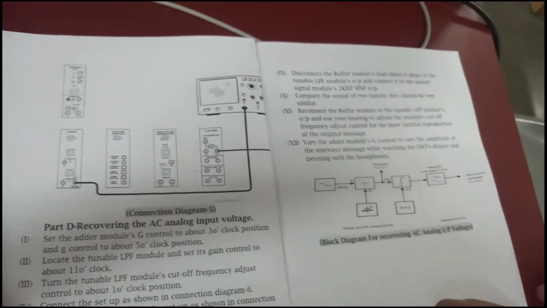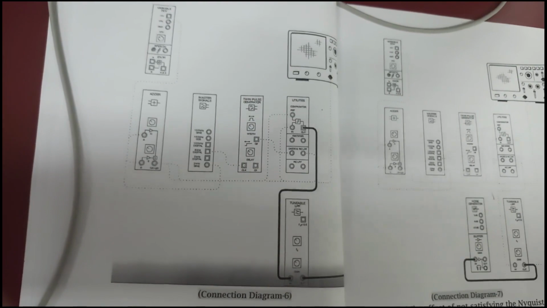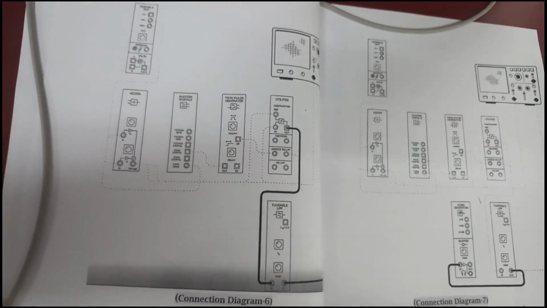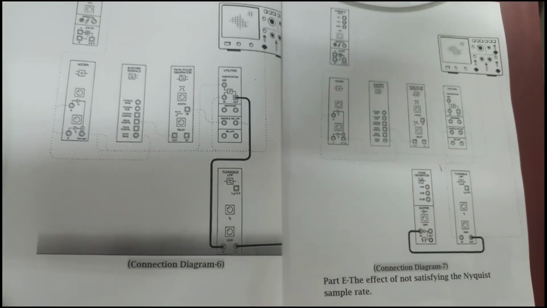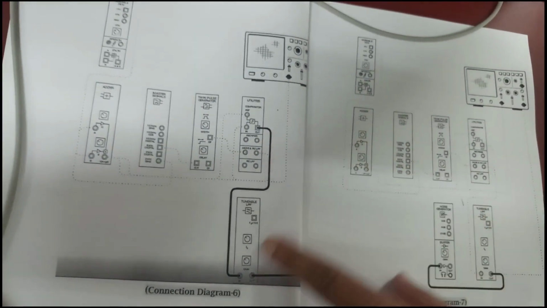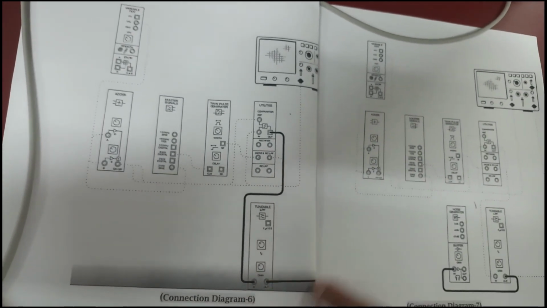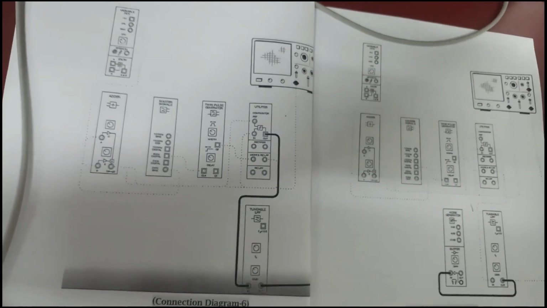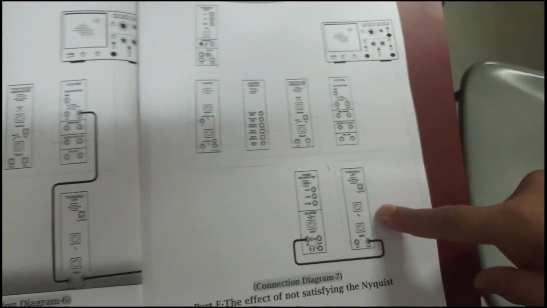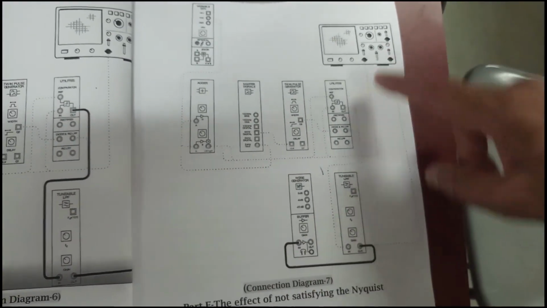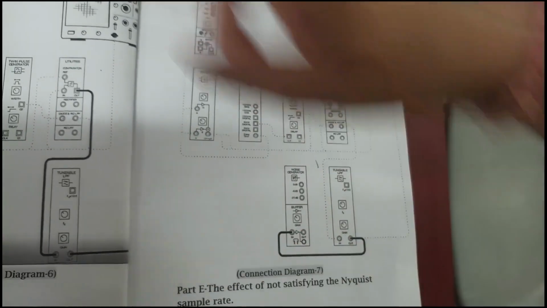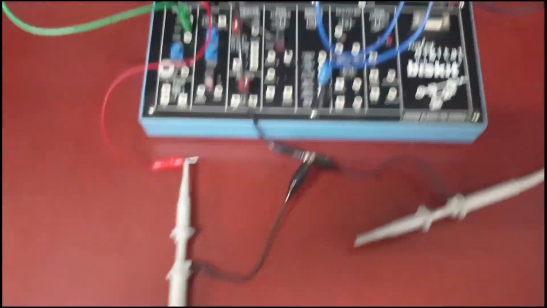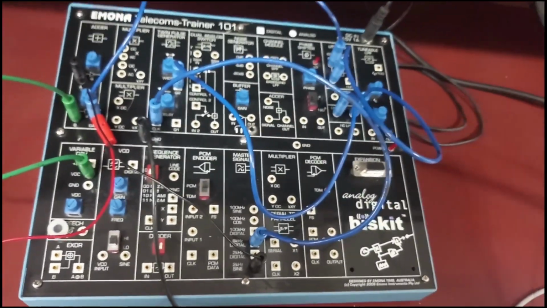Okay, and so this is the connection diagram. Okay, so you see in the first part, this comparator output is given to the tunable low pass filter, and this output is given to the oscilloscope. In the second connection diagram, we will see the sound effect. In this, the visual effect, and this is the sound effect. A buffer module is given, so we will see it on the trainer kit. Okay, and connect as per the connection diagram.